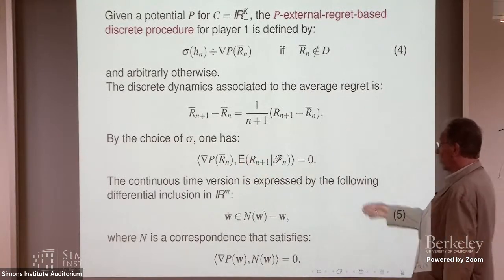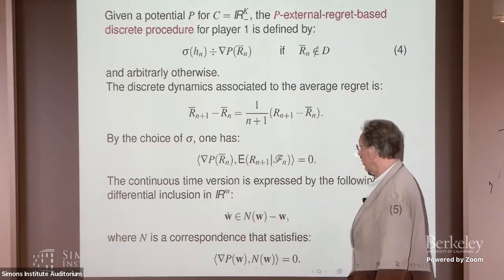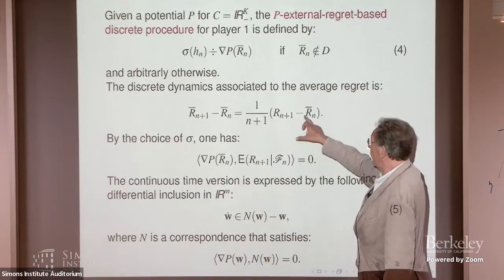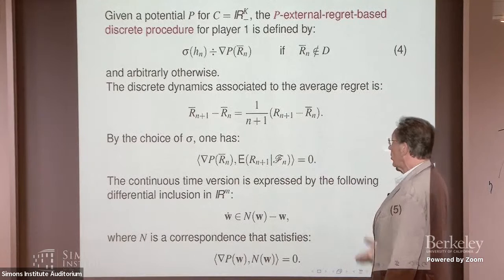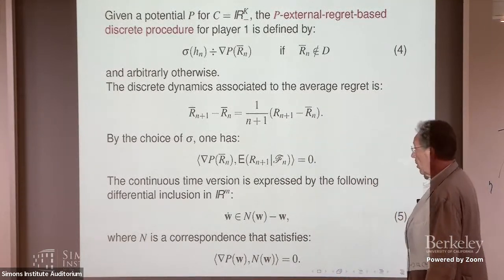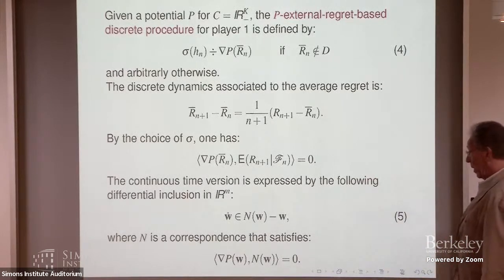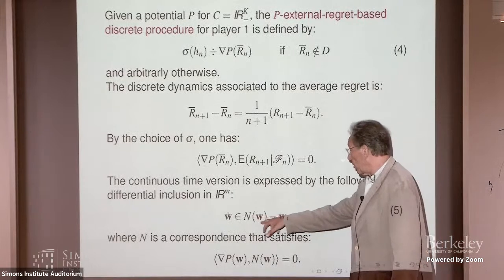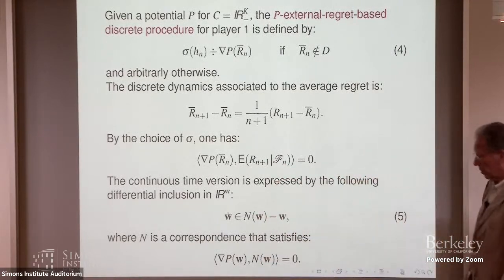Okay? So the continuous version of this can be written as W dot. The average value here of the expectation is a correspondence N of W, and here you have the term W. So the continuous version of this is this, okay? But now what I know about the values here is this property: the gradient times N is zero, okay?